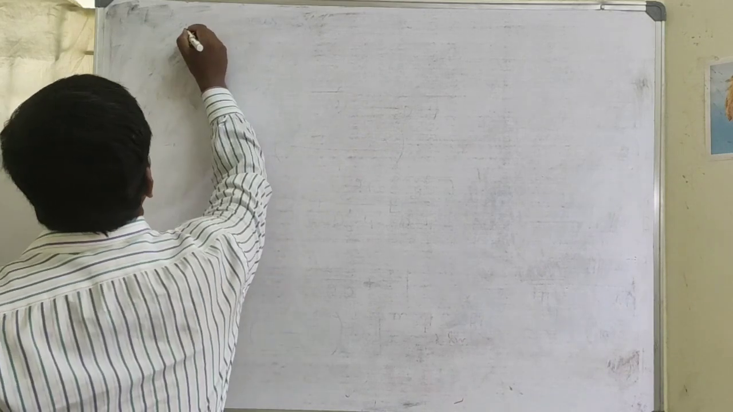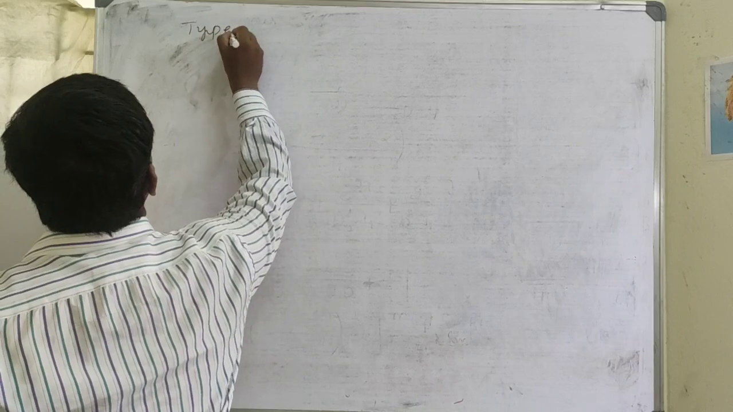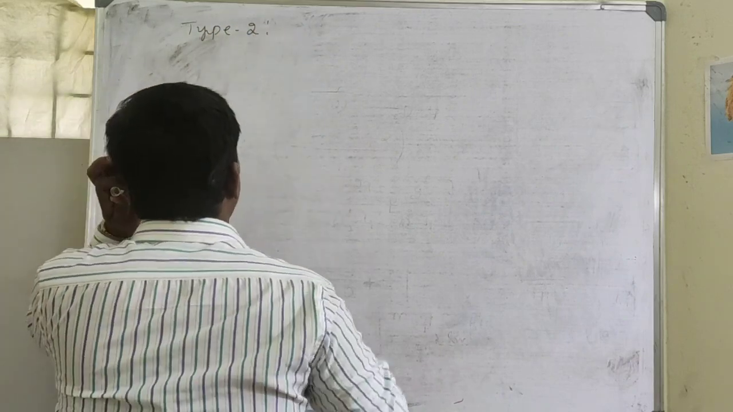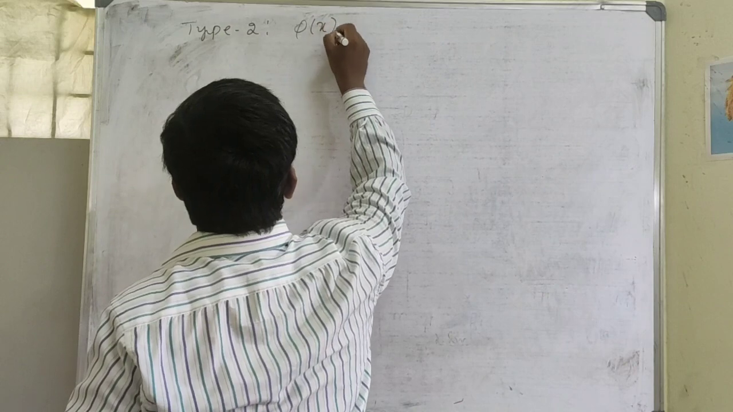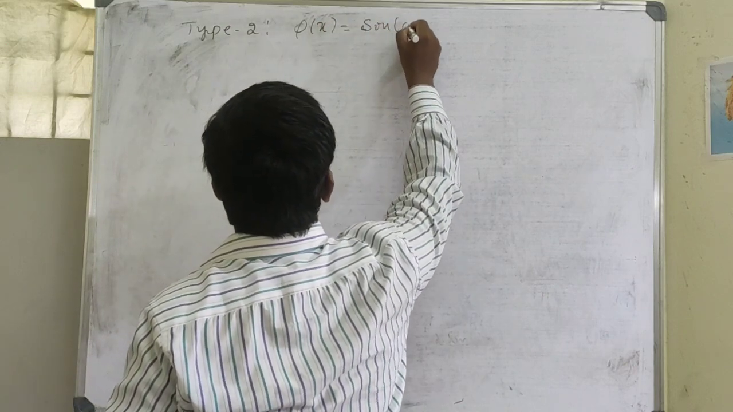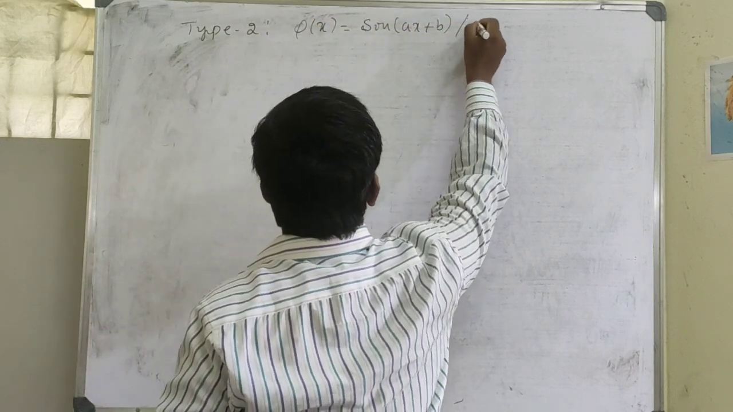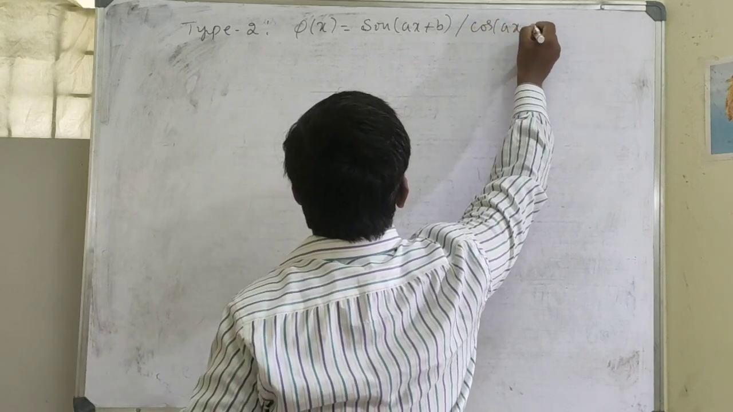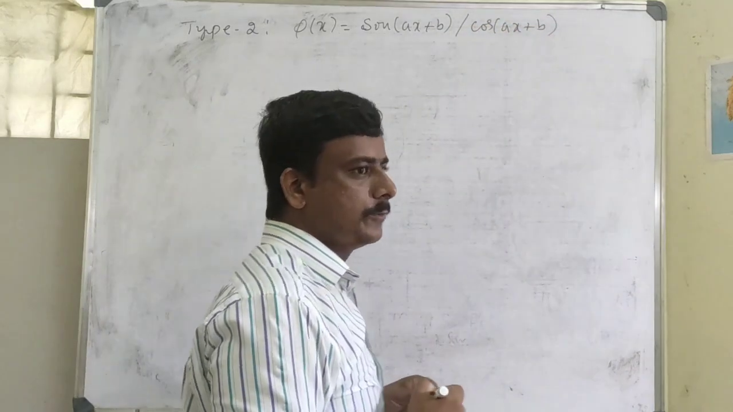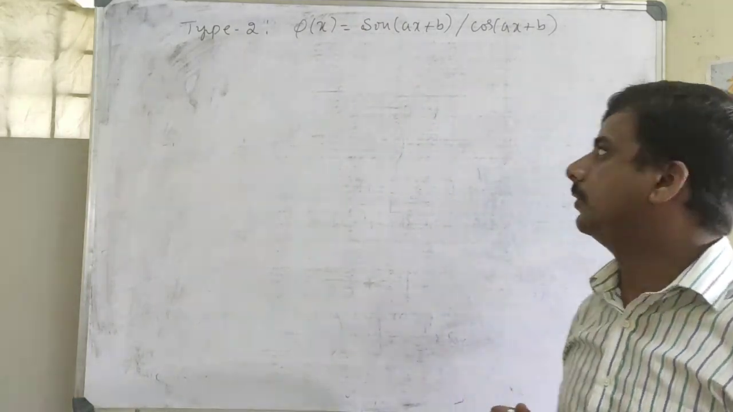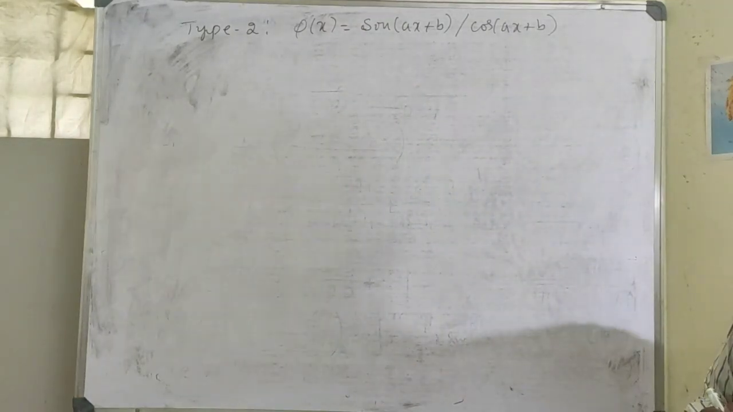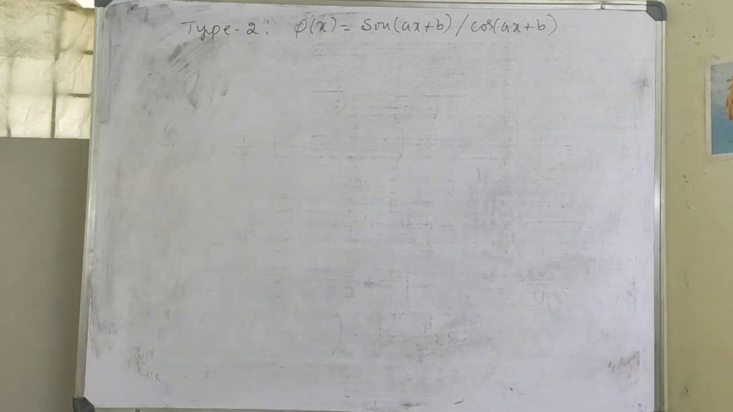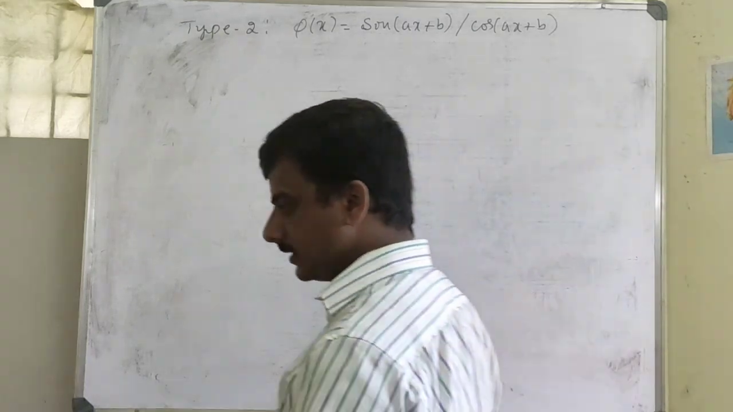So next, let us consider the second case, type 2. Here phi of x will be either sin ax, or you can take generally sin of ax plus b or cos of ax plus b. Whatever the value of the constant b, we don't worry about it. We will only worry about the value of a, sin of ax plus b or cos of ax plus b. So the value of a is most important there. We have to note down the value of a, then apply this method.